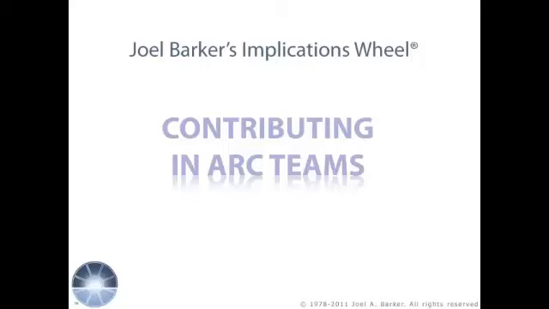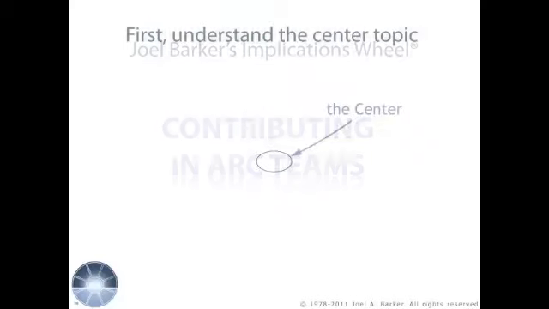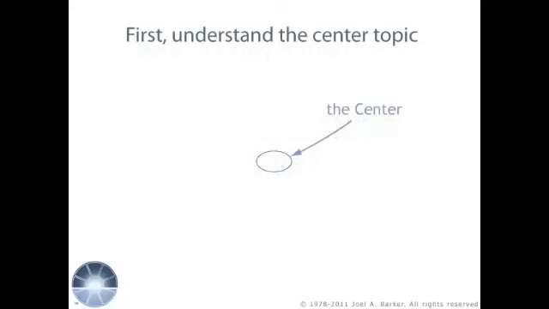I am now going to take you through 8 rules that will get you started on contributing to the implications wheel process. These rules are for both you and your team, so it is important that you understand them so you can help one another. The trigger for your discussion is the center topic. You start by reading the center topic and its details to understand what you're going to explore. Once you understand the center topic, you and your team will fill out one arc of the wheel, which looks like this.